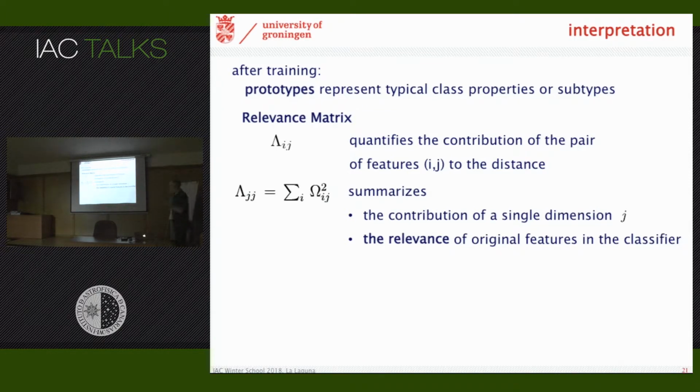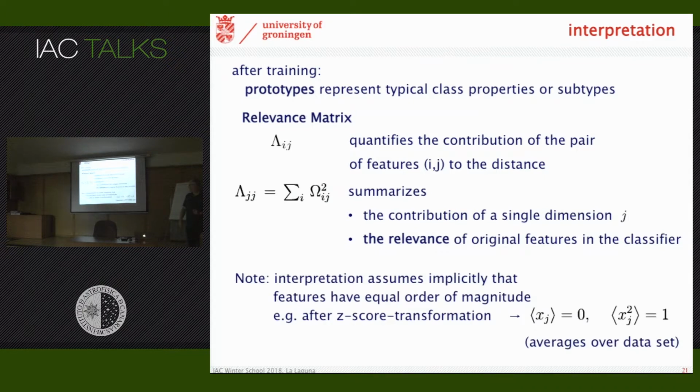And in particular, the diagonal elements lambda jj summarize the contribution of a single feature j to the distance. So they add up the contribution that feature j has in the construction of the features in the transformed space, and I add up all these, that gives me lambda jj. So intuitively, lambda jj measures how important feature j is for the distance measure, and that means how important it is for the classification. And that's why we call it the relevance of the feature, right?